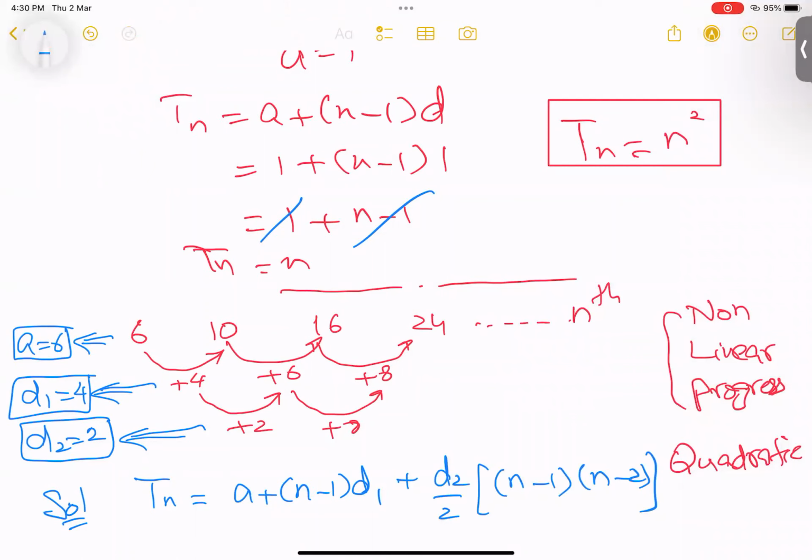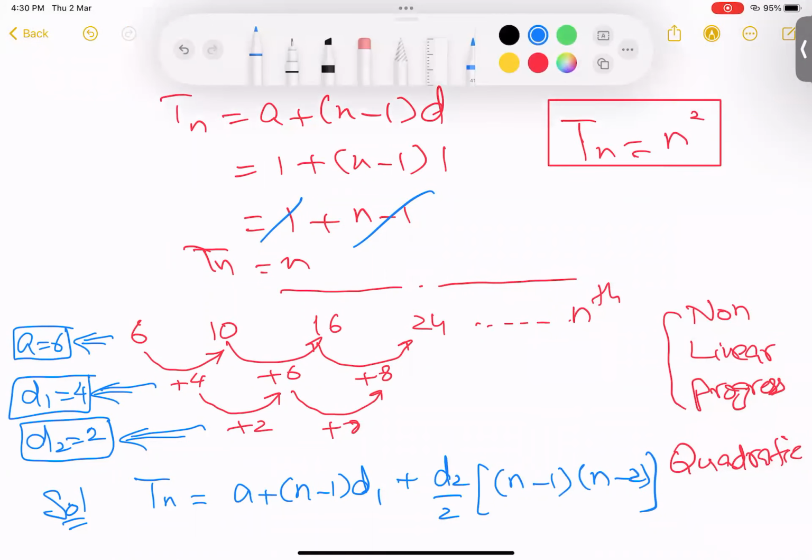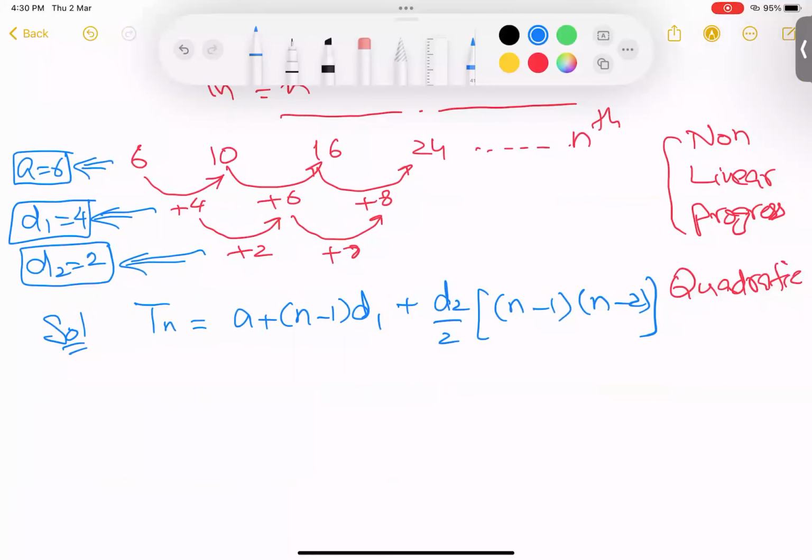So I repeat my words. This will be used for non-linear progressions. I repeat, this much you're already familiar with, plus always d2 divided by 2, in the bracket (n minus 1) and (n minus 2). Now I'm going to plug in the values and the question is going to finish.